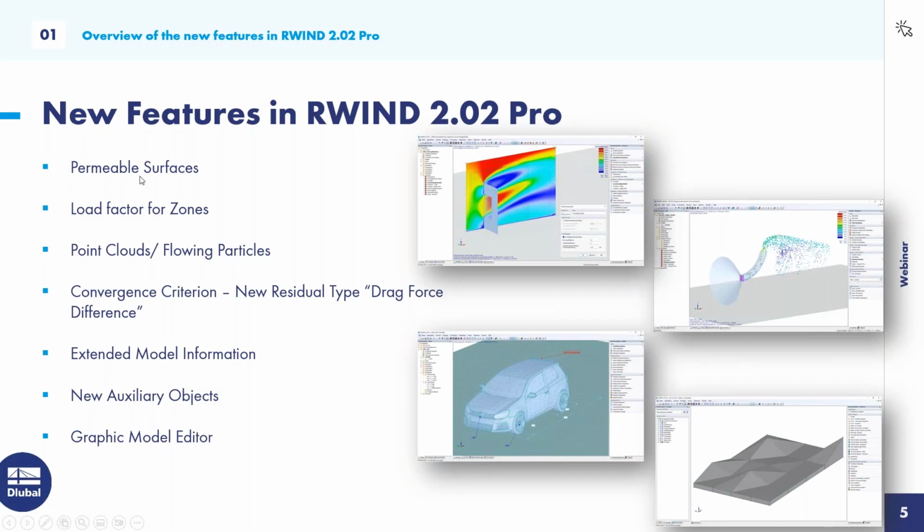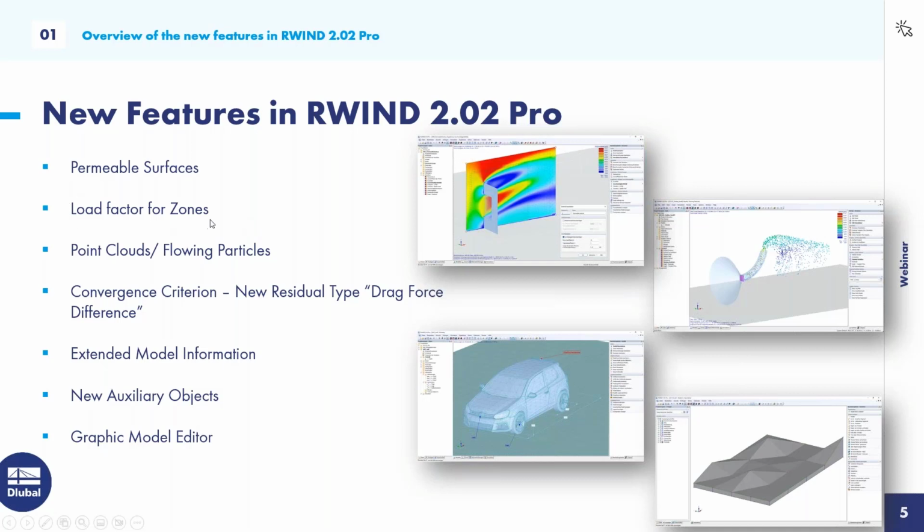The first new feature I want to talk about on the slides are the permeable surfaces. These are surfaces with a pressure condition where you can simulate a pressure drop on the backside of the surface to reduce the wind speed, because there are some textile membranes or something which is not fully closed but also not fully open, and then you can simulate it. I will go into detail on the next slide.